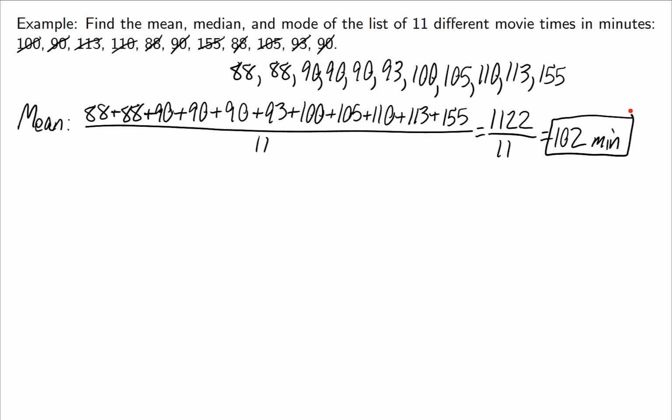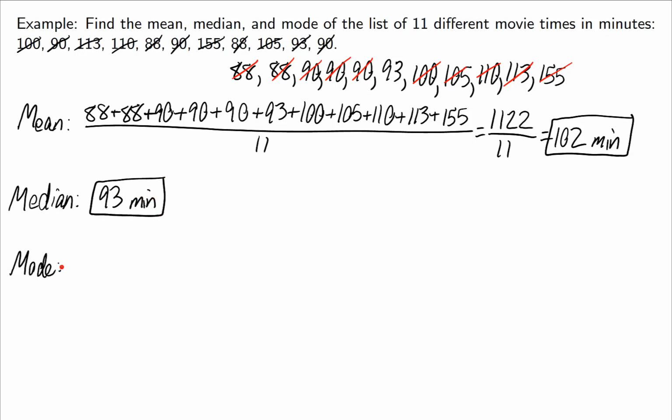Now let's do the median. For the median, simply cross out data points on the left and the right, then the left and the right, and continue this process until you're down to something in the middle, or possibly two things in the middle. I see that 93 is my middle number, so 93 minutes is my median.